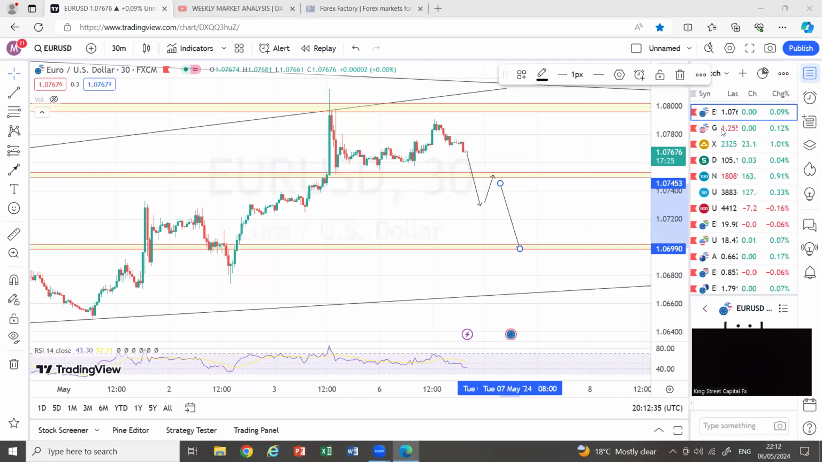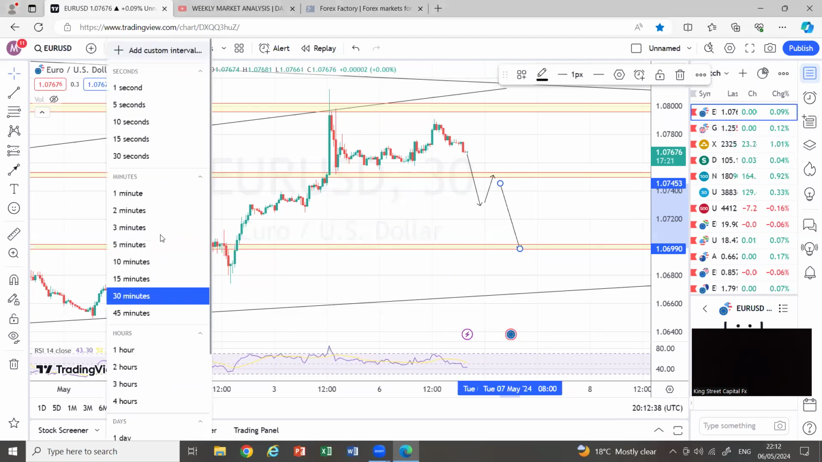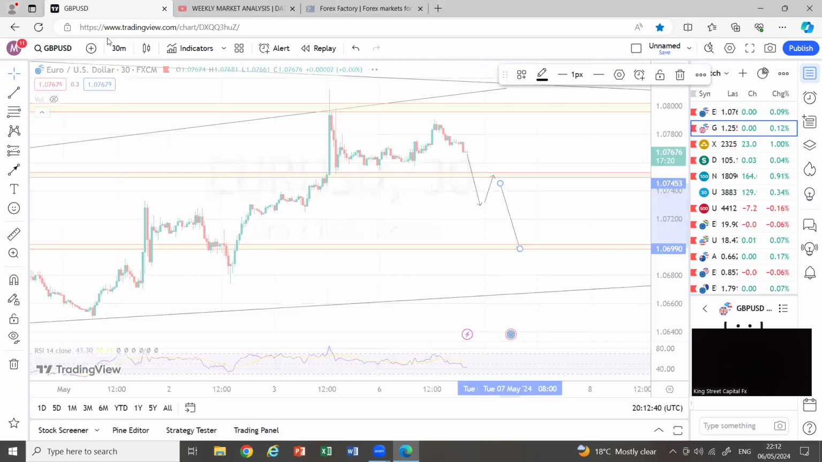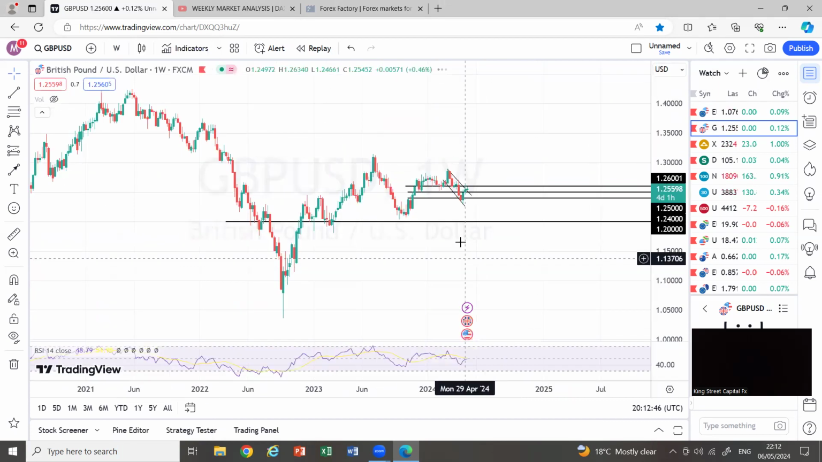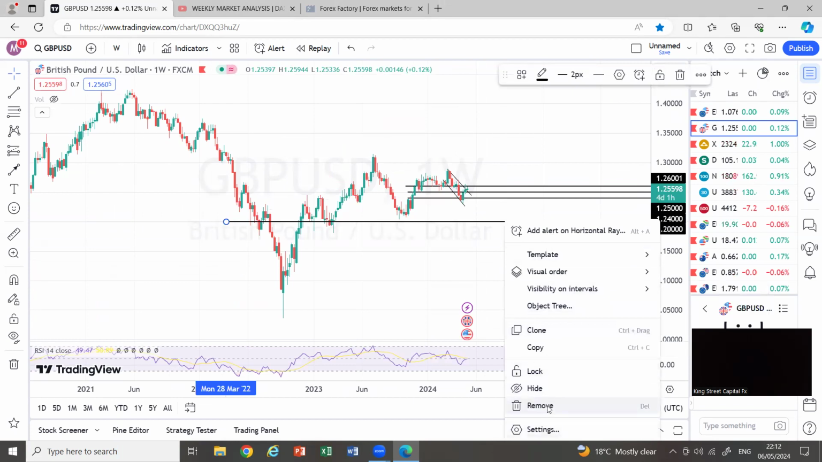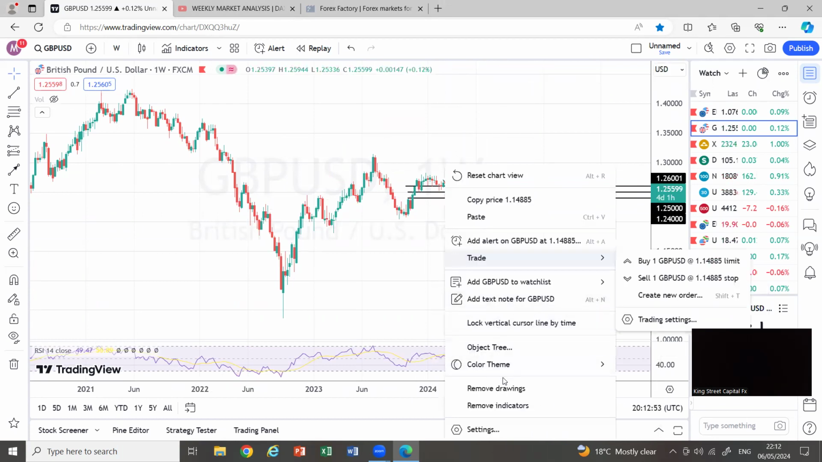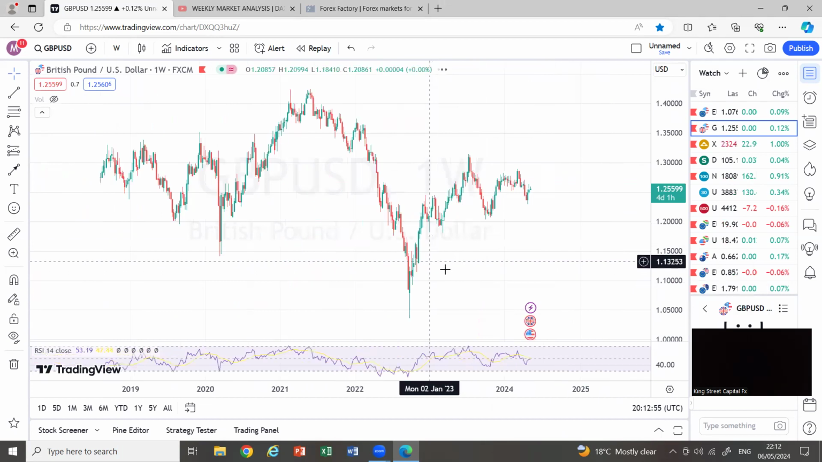our next pair. Apologies for that, team. Just go back to GBP USD. I really like Euro USD. I'm not really trading much other pairs. Just remove the drawing. So similar.